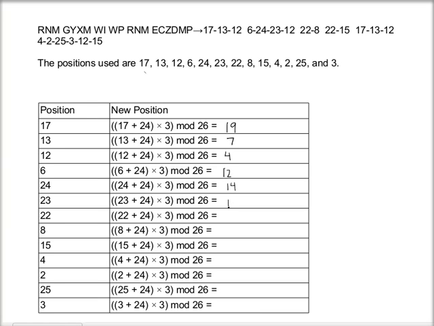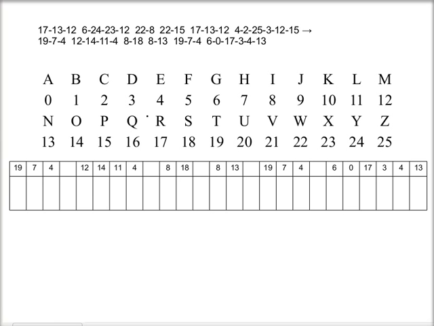23 will go to 11, 22 will become 8, 8 will go to 18, 15 will go to 13, 4 will become 6, 2 will go to 0, 25 will become a 17, and then 3 will actually stay the same. So that's also going to be a 3. So now in my translated position numbers, I can replace those with my new position numbers. And this is what that's going to give me.